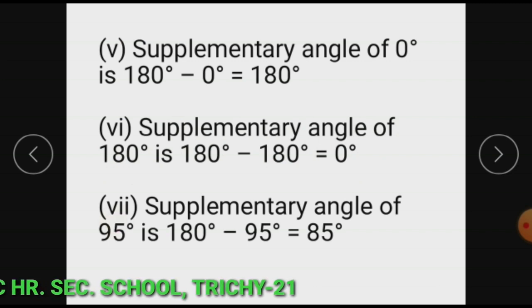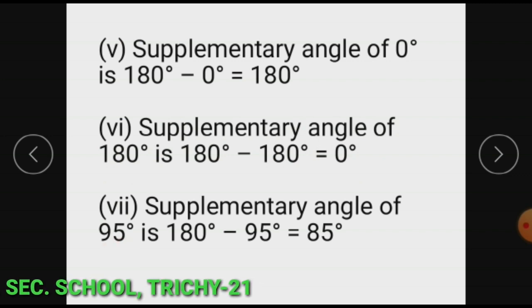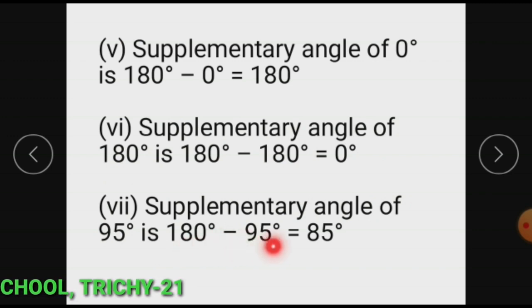Subdivision 7. Given angle is 95 degree. Supplementary angle of 95 degree is 180 degree minus 95 degree equal to 85 degree. So supplementary angle of 95 degree equal to 85 degree.